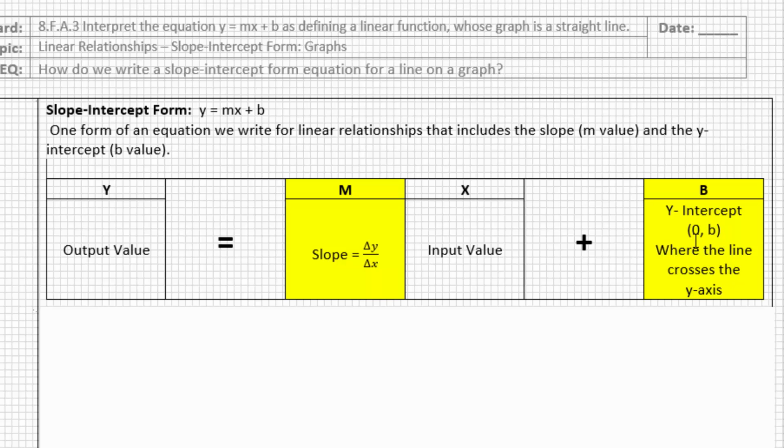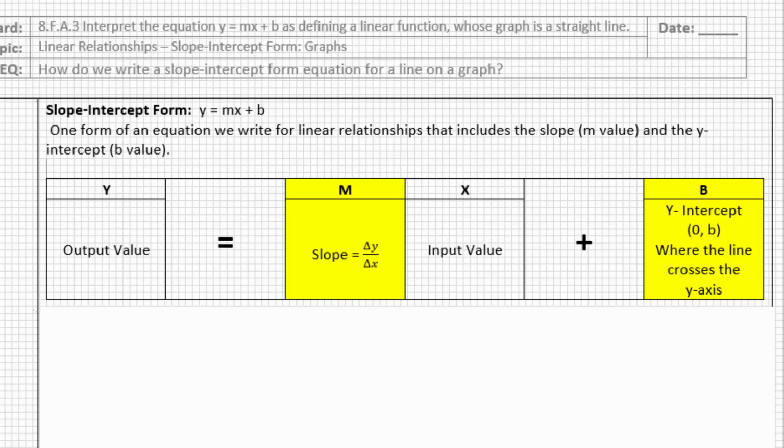We can find this at (0, b), and b is representing whatever that value is where it crosses the y-axis, because on the y-axis, x is 0. So whenever you see the x-coordinate 0, you know that you're looking at something that's on the y-axis. That might make a little more sense as we get into it. So without further delay, make sure that you have this copied into your notes, and we're going to look at the graphs.